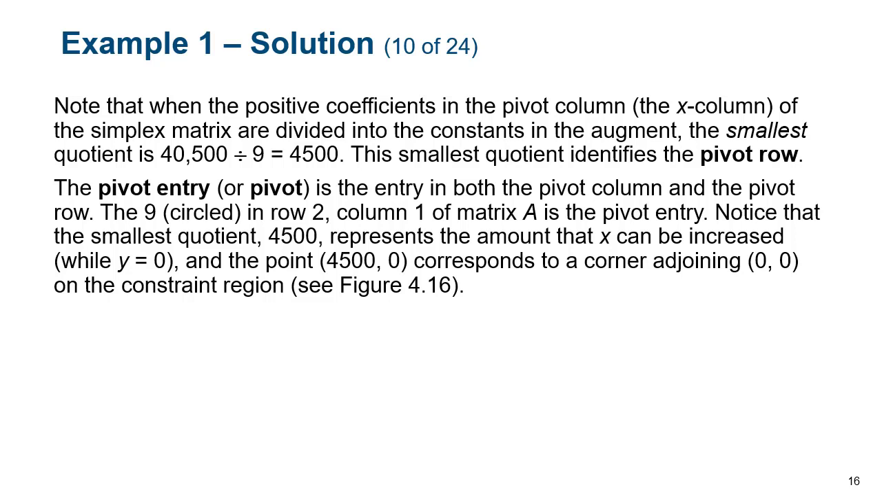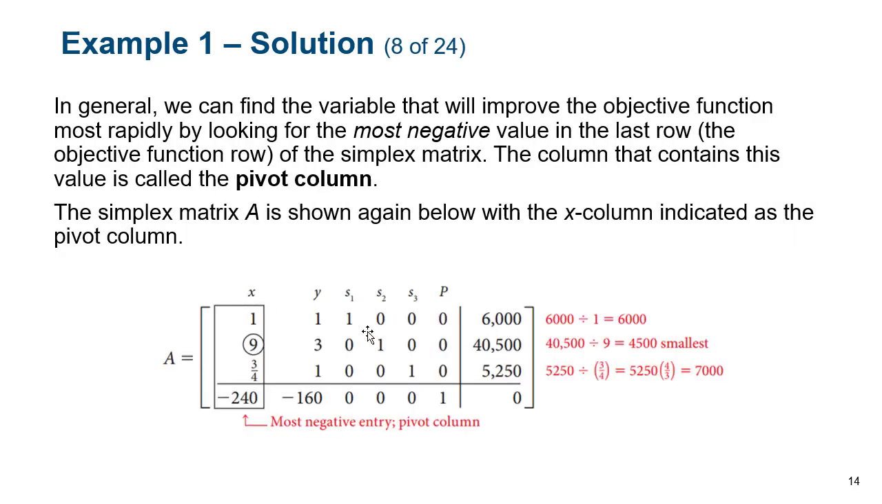We'll also notice that when you take all the positive coefficients in the pivot column, that first column in the matrix, and you divide them into the constants in the augment, the smallest quotient is 4,500. So again, let me just show you this in math rather than my garbled words. If you take each of these numbers that are in our pivot column, and then you take the equals portions, what we call the augment, because it's an augmented matrix. This is the augmented part. We call it the augment.